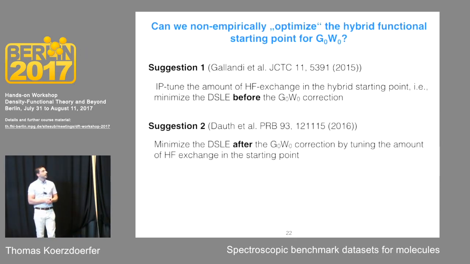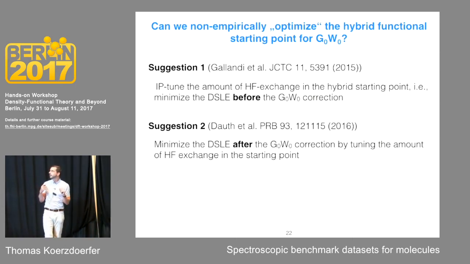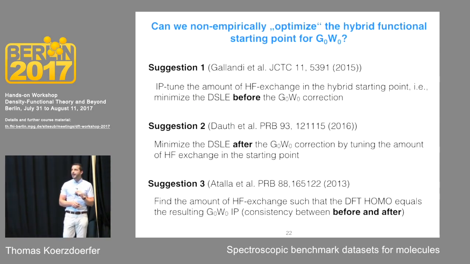The second idea put forward in this paper is you minimize this deviation from straight line after the GW correction. And you choose the amount of Hartree-Fock exchange in the starting point so that after the GW correction, you get a straight line. Okay? The third suggestion is a little bit older from this paper, where you basically say, I don't care about straight line, I just want consistency. It's a perturbation theory, so it should be consistent. The correction should be small, meaning I just look at the HOMO eigenvalue, and the correction of the HOMO eigenvalue should be 0, meaning my DFT IP should be equal to the GW IP. So I adapt the amount of Hartree-Fock exchange in this calculation.